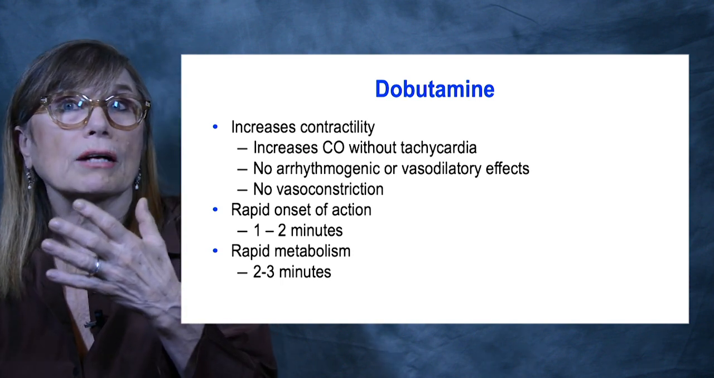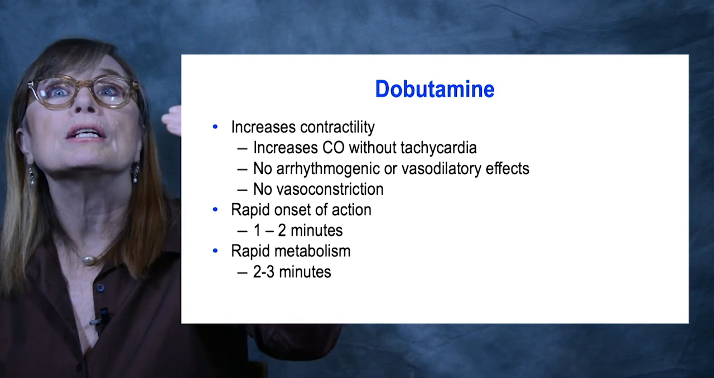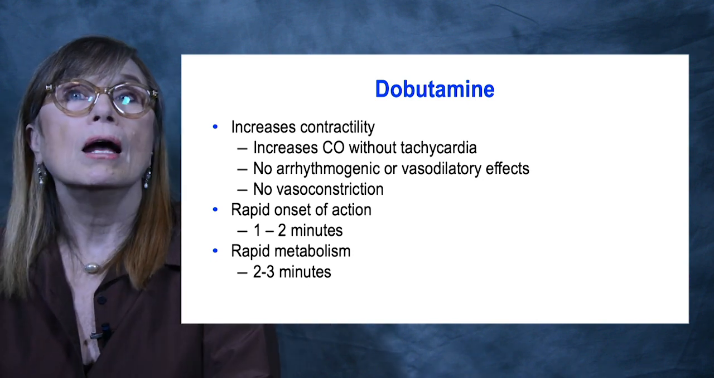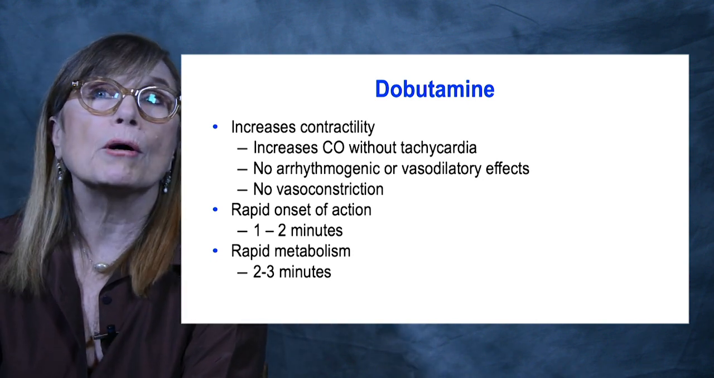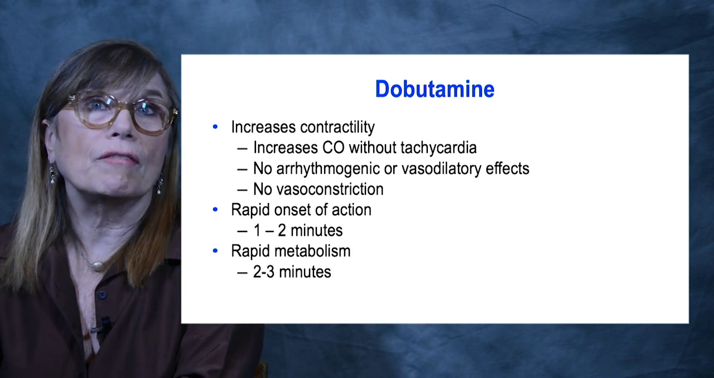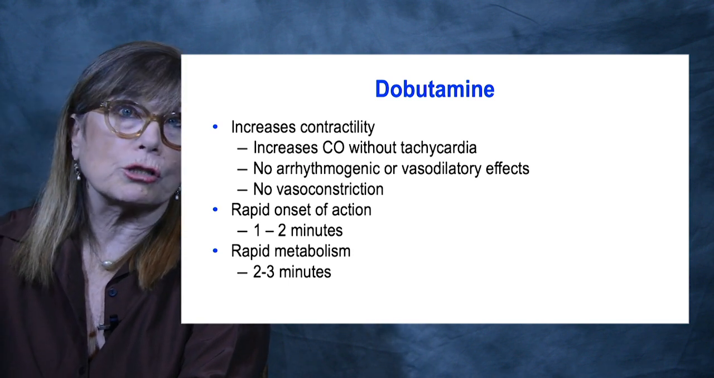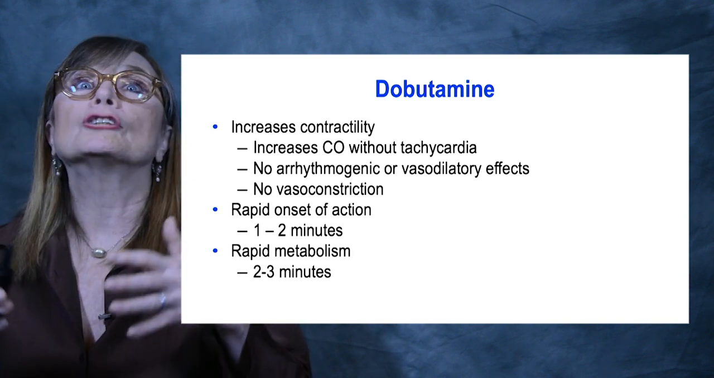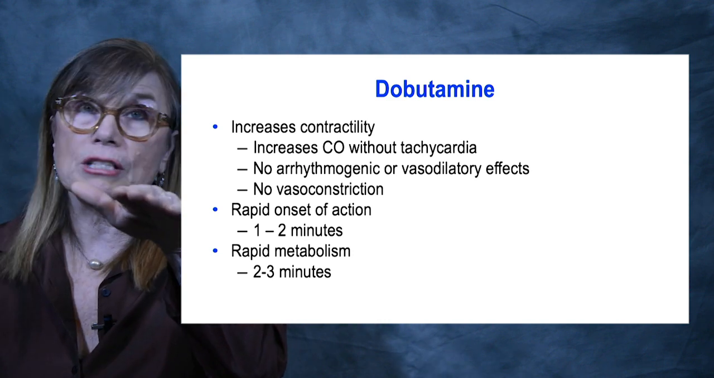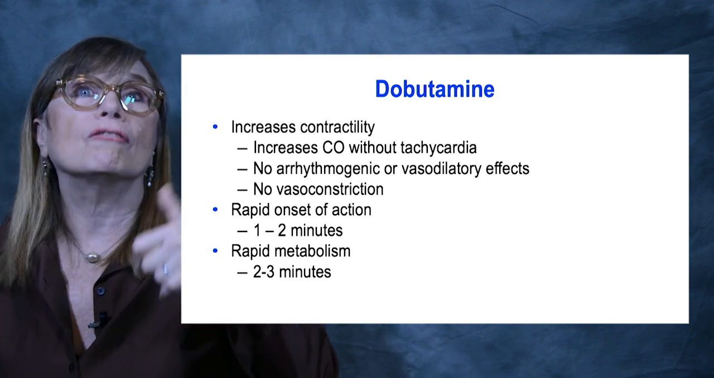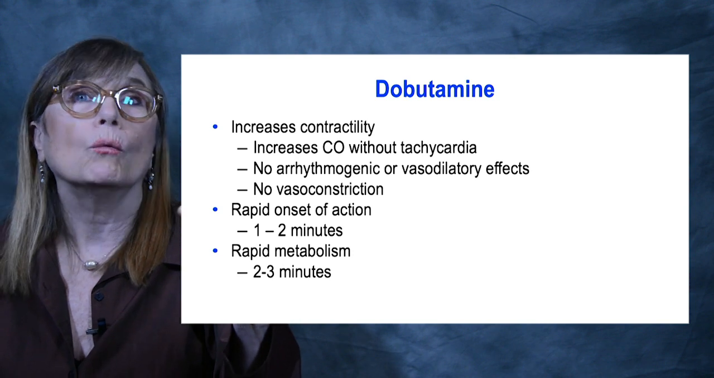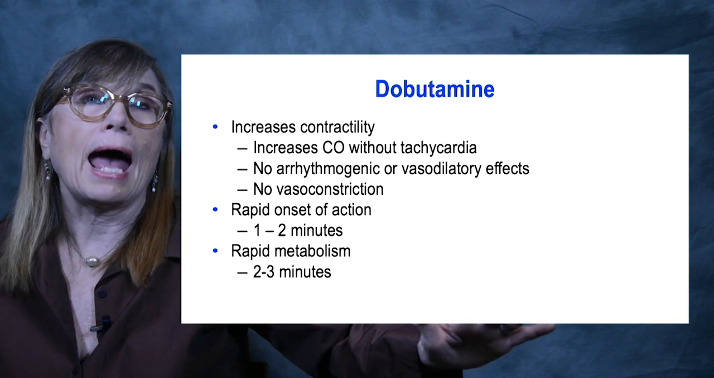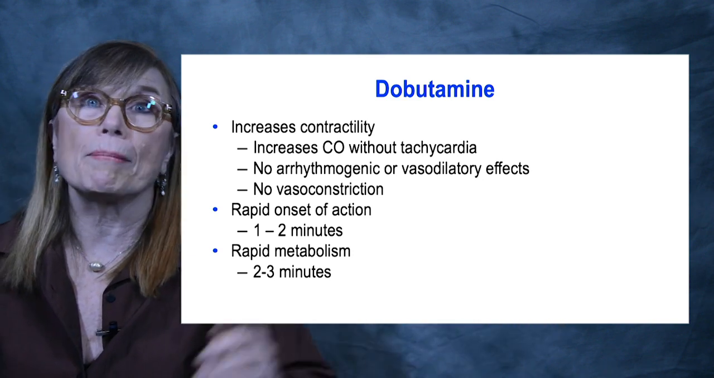It increases contractility and at lower doses will increase the cardiac output because it increases the stroke volume without tachycardia. At lower doses, no arrhythmogenic or vasodilating effects and no vasoconstriction. But as the dose goes up above 5, you may start to see some arrhythmia and you may start to see some tachycardia. And that's your self-limitation. You don't go any higher if you have tachycardia or you have dysrhythmia with dobutamine. Now the onset of action is very rapid, 1 to 2 minutes, and half-life, 2 to 3 minutes. It's a very rapid metabolism.